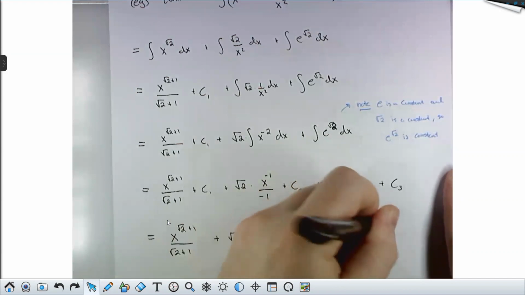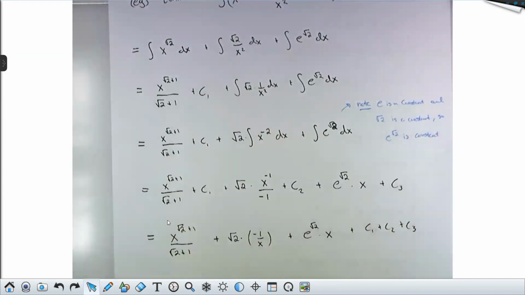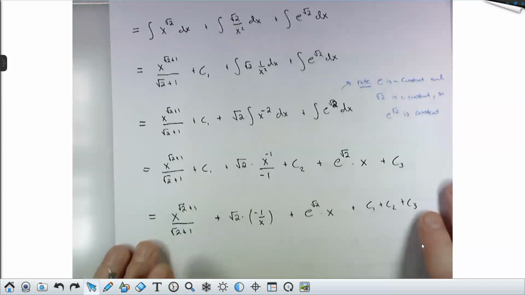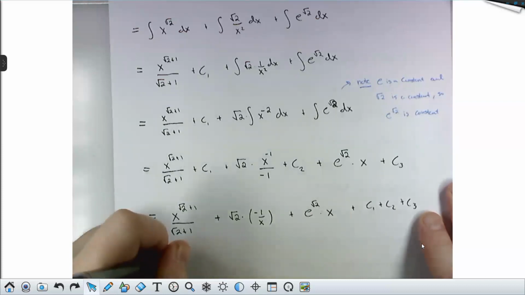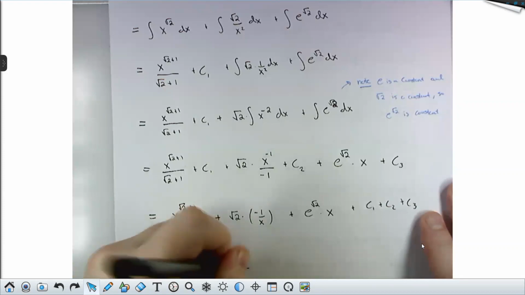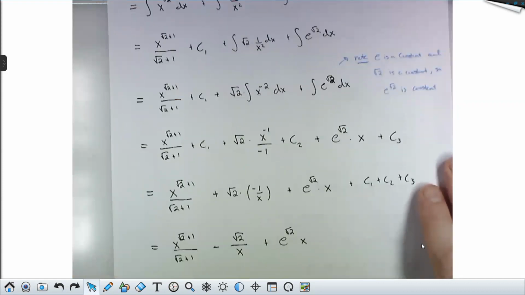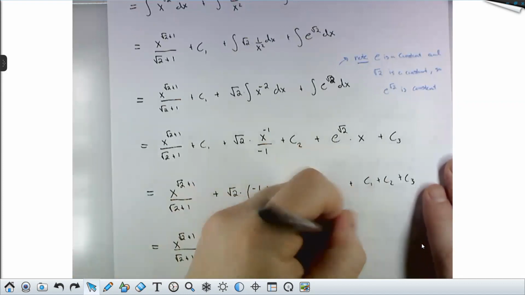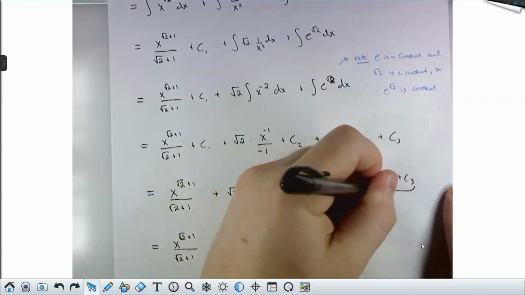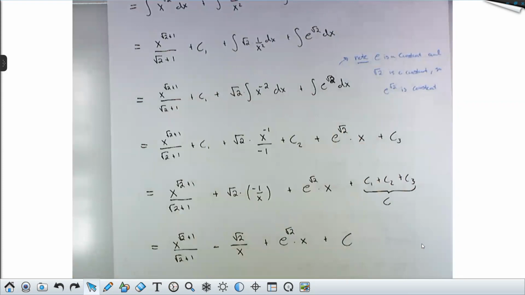And then over here I have plus c1, plus c2, plus c3. Each one of those had their own constant. But c1, c2, and c3 are arbitrary constants. So we could group these together into a single big plus c. 3 arbitrary constants, 1 arbitrary constant. If they're added up, it doesn't matter. So my final answer here would look like this: x raised to the power of root 2 plus 1 over root 2 plus 1, minus root 2 over x, plus e to the root 2 times x. The x is not in the power. Plus I would group those 3 together into a single constant, I would call all these together just c. And this would be my final answer here.